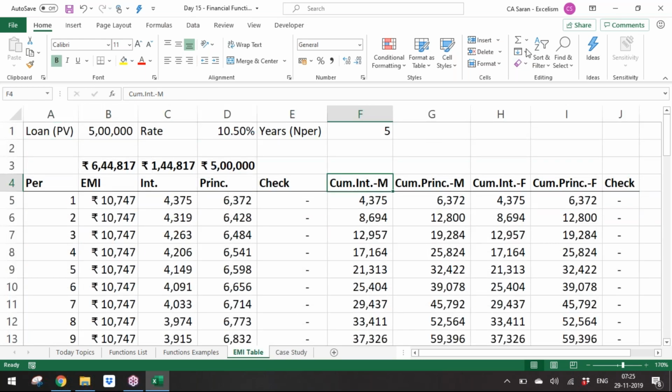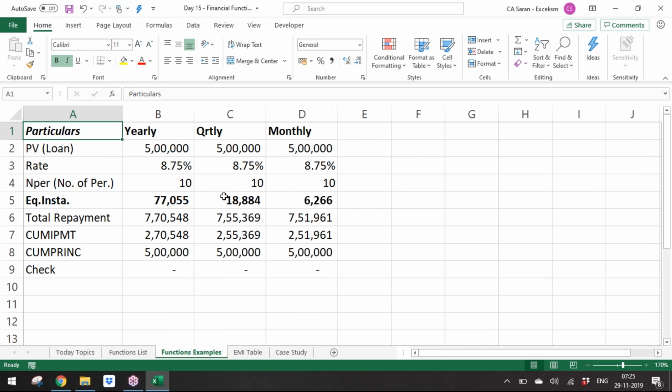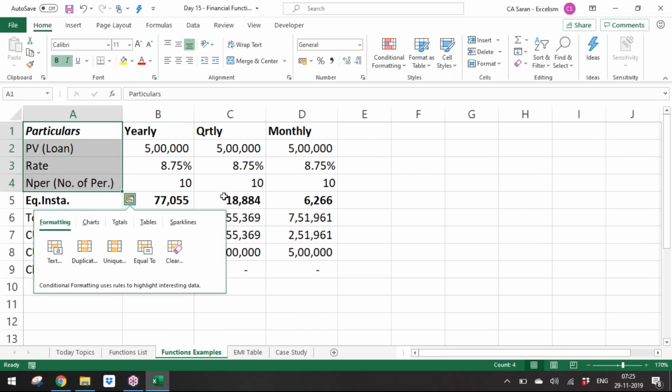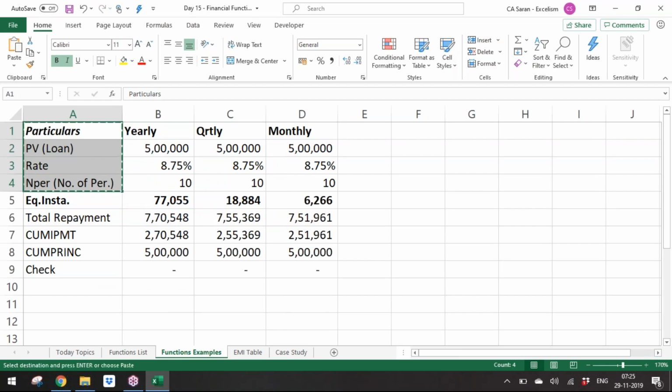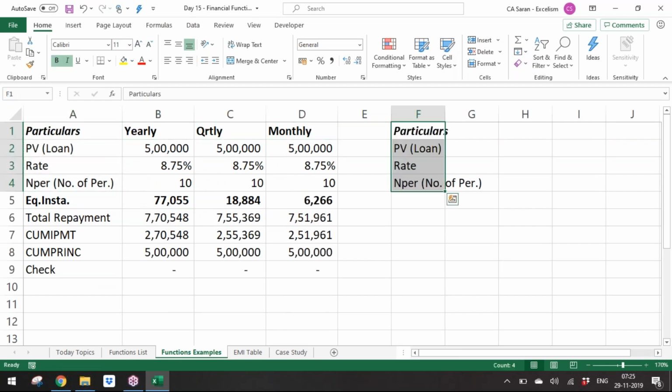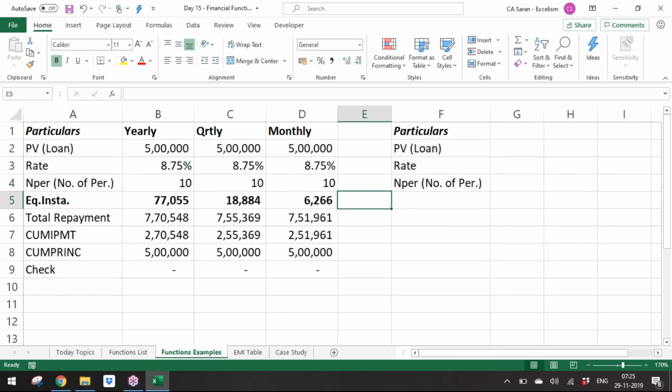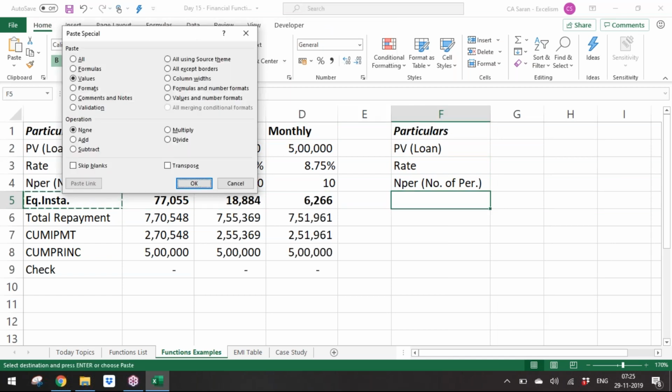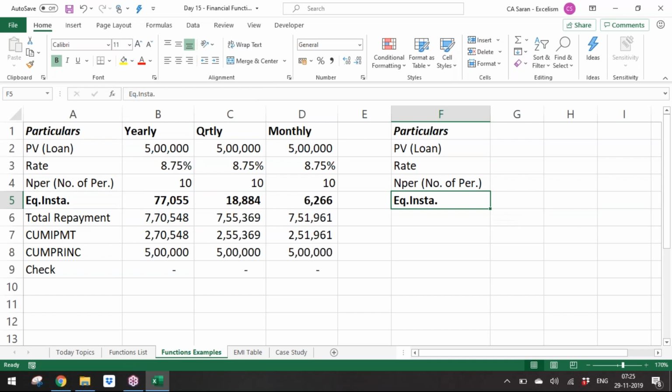Great. So this is the EMI table. Now let's go to the functions. Now it's very simple. For example, I have the same thing here and the equated installment is also there. Now these are the same figures I'm going to take.